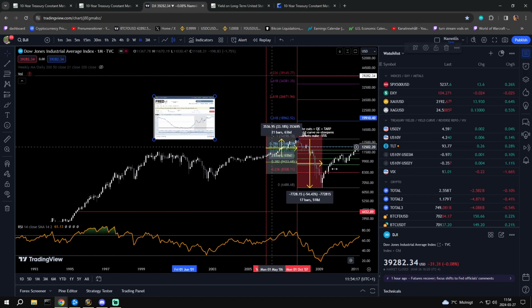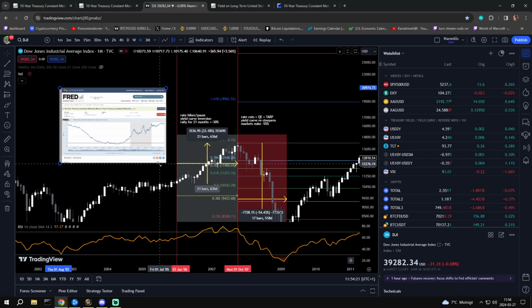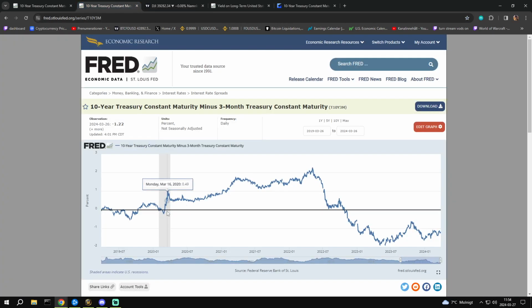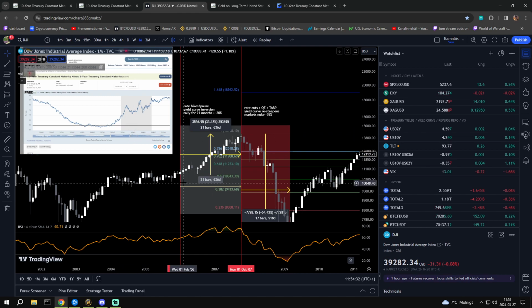Then we're going to go over to 2008, which is over here. I'll make this bigger. So this is the yield curve right here. This starts to invert in January of 2006. The market is right there. The markets go up 33% during the inversion for 21, 22 months.